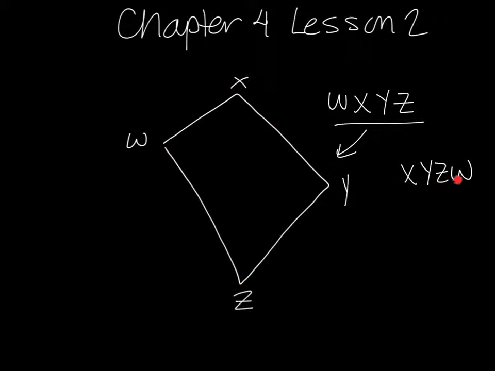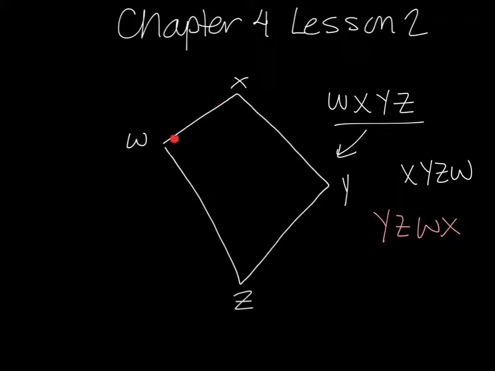Because when I look at this, I'm expecting X to be one corner and the next corner to be Y, because it came next in the list. So there's a bunch of different names just depending on where you start. We could start with Y and then go around Y, Z, W, X, but we have to go in order of what they're written.